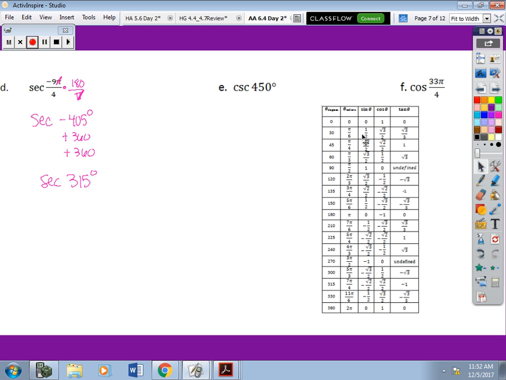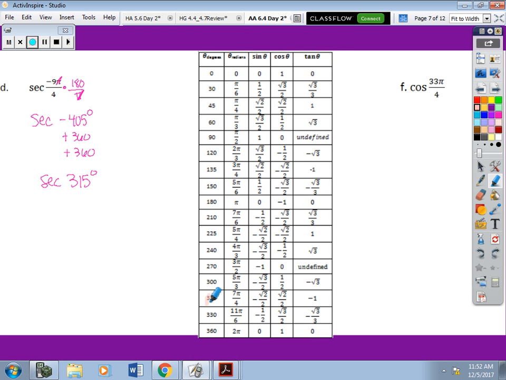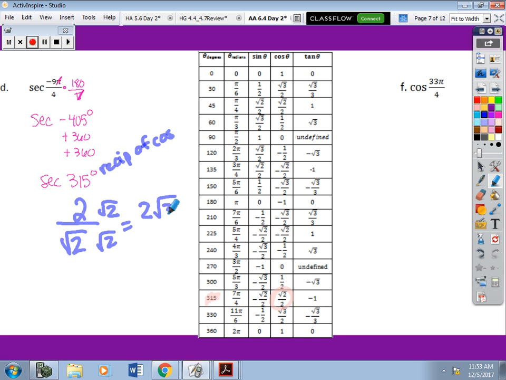Now the problem comes into play that the secant is not in my chart. So here's 315, but I don't have a secant. How do I find the secant? Go to the cosine and do what with the cosine? Take the reciprocal of the cosine. So this would become 2 over the square root of 2, because the cosine was square root of 2 over 2. Then you have to rationalize. So we'll multiply by the square root of 2. We'll get 2 square roots of 2 over the square root of 4, which is 2.